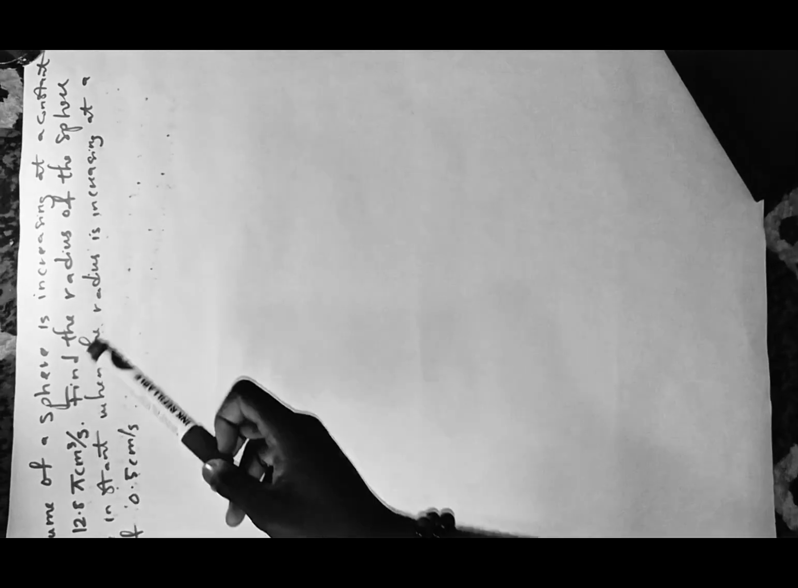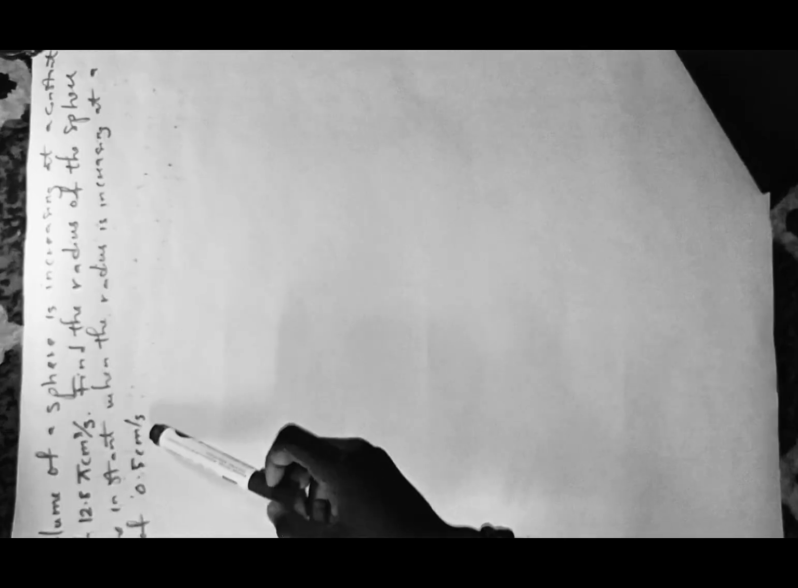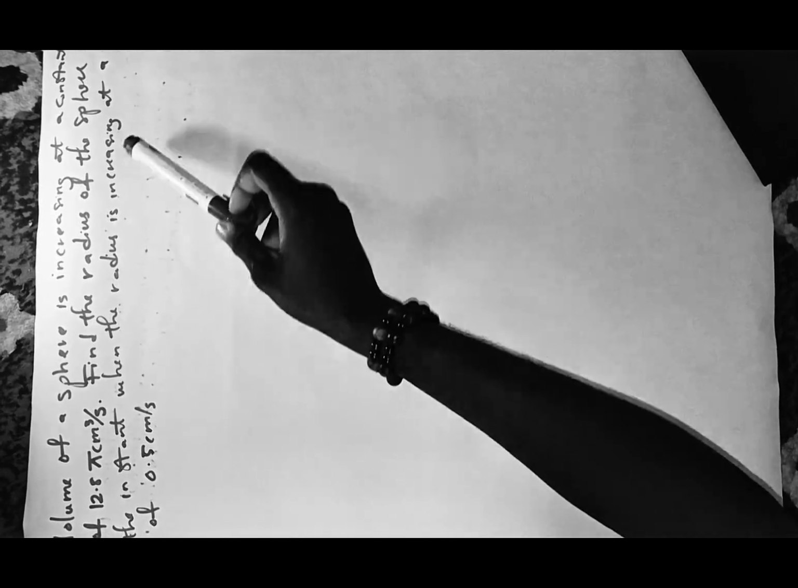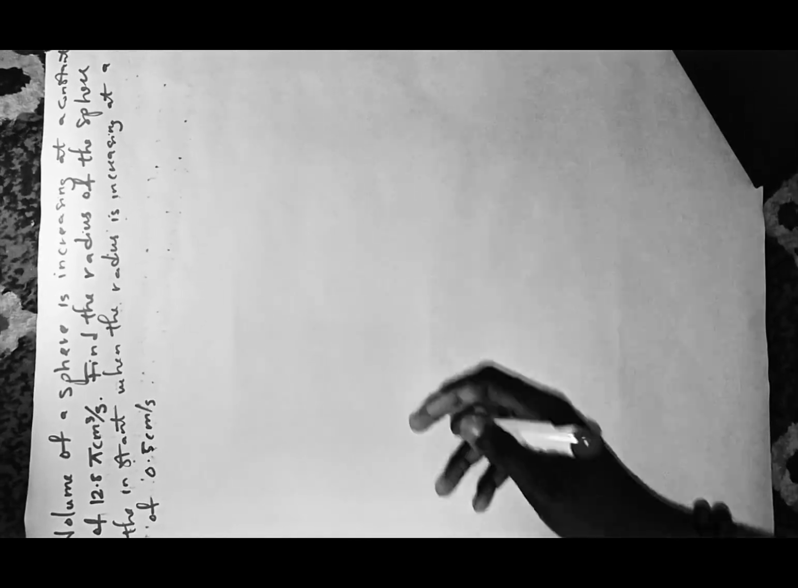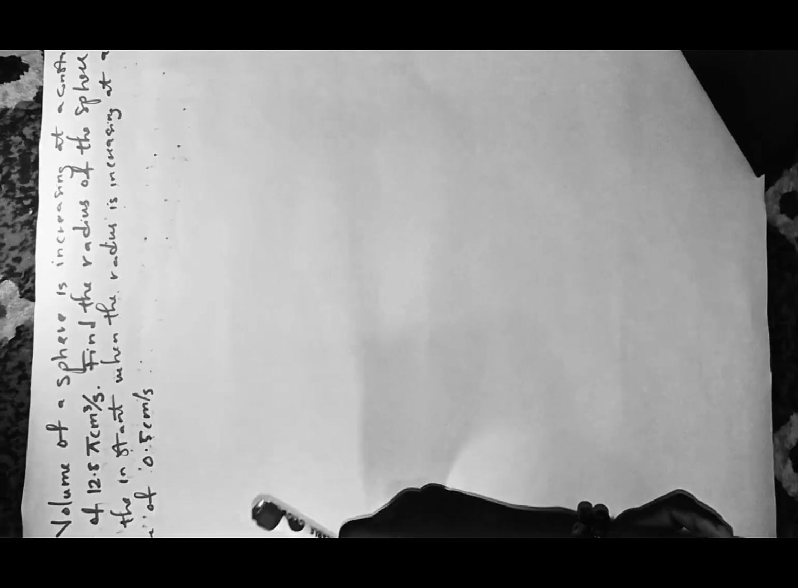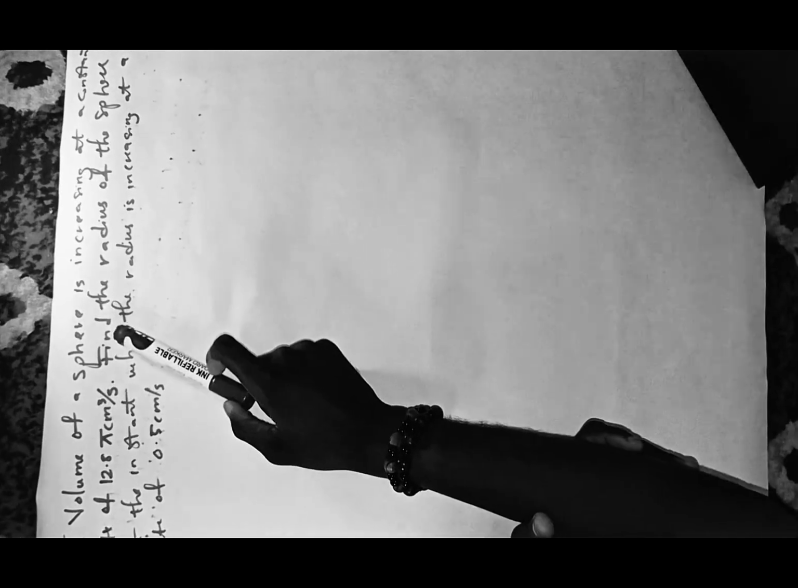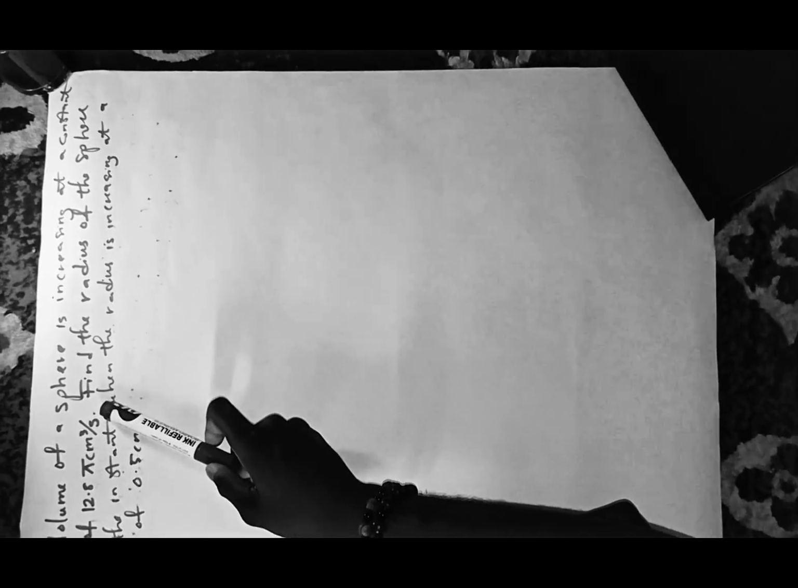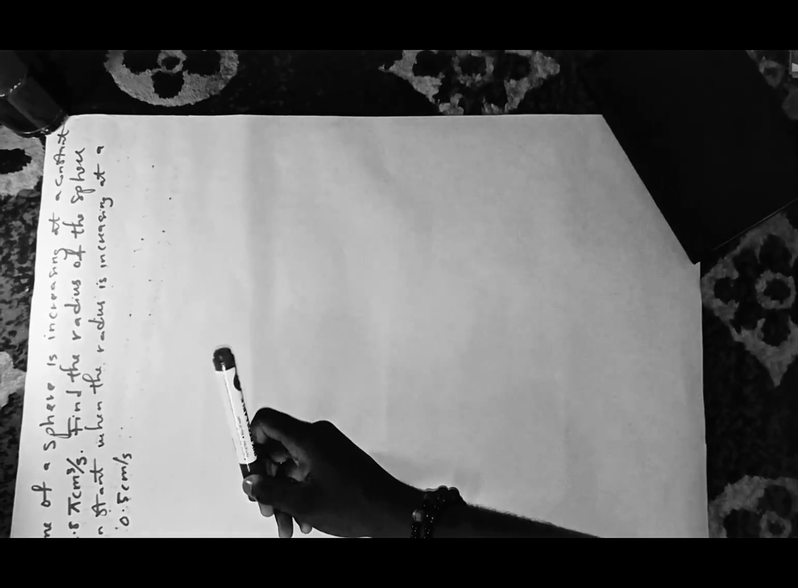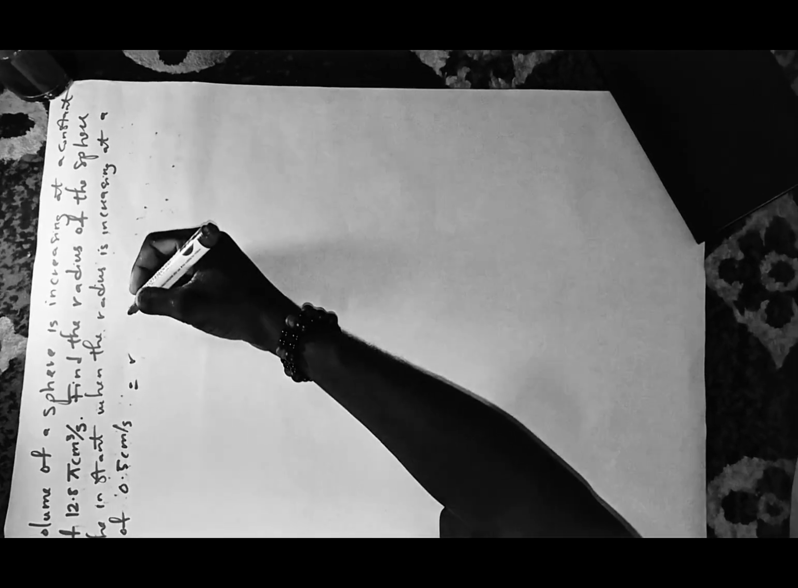The volume of a sphere is increasing at a constant rate of 12.8 pi centimeter cube per second. Find the radius of the sphere at the instant when the radius is increasing at a rate of 0.5 centimeter per second. I go again. The volume of a sphere is increasing at a constant rate of 12.8 pi centimeter cube. Find the radius of the sphere at the instant when the radius is increasing at a rate of 0.5 centimeter per second. So in this question, we are looking for r, not actually the rate of anything.